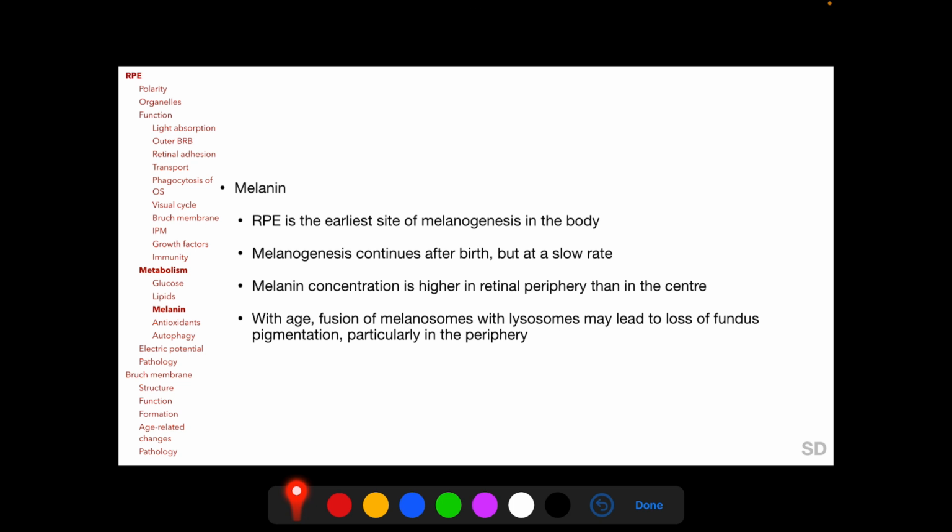Melanosomes of the RPE cell contain melanin, and RPE is the earliest site of melanogenesis in the body. Melanin concentration is higher in the retinal periphery than in the center, and this contrasts with the density of the RPE cells, which is higher in the center than in the periphery. With age, fusion of melanosomes with lysosomes may lead to loss of melanin pigment, leading to loss of fundus pigmentation, particularly in the retinal periphery.